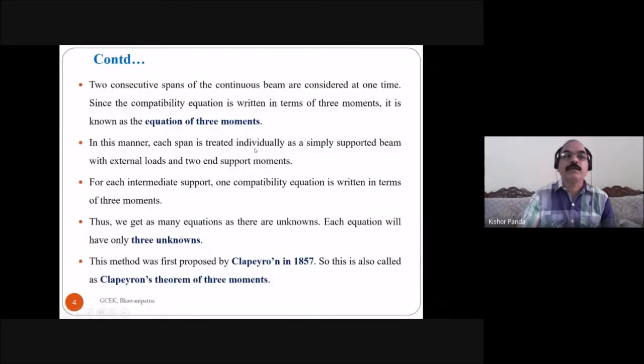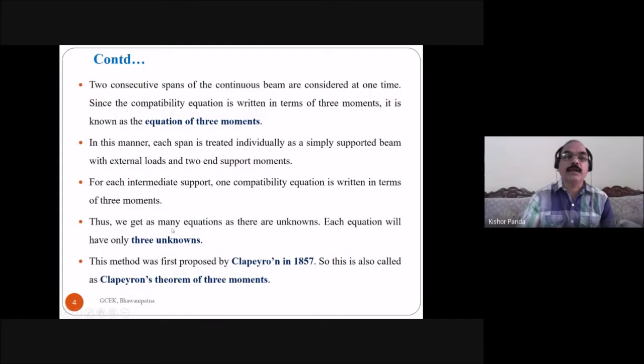each span is treated individually as a simply supported beam with external loads and two end support moments. So you have to take each span individually as simply supported, take the load acting on the span, and at the ends there are two end support moments. For each intermediate support, one compatibility equation is written in terms of three moments. Thus, we get as many equations as there are unknowns. However many unknowns there are, you have to write that number of equations.